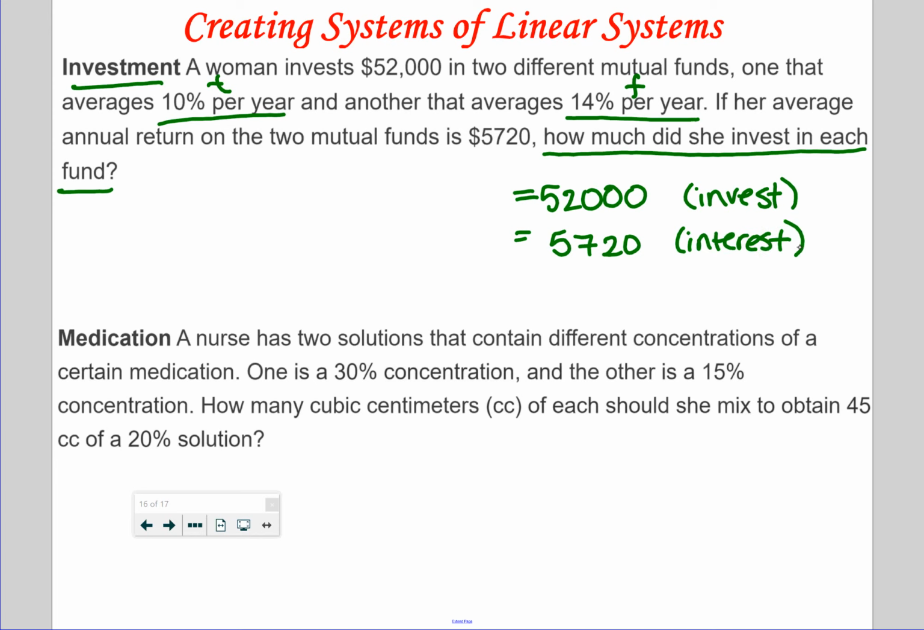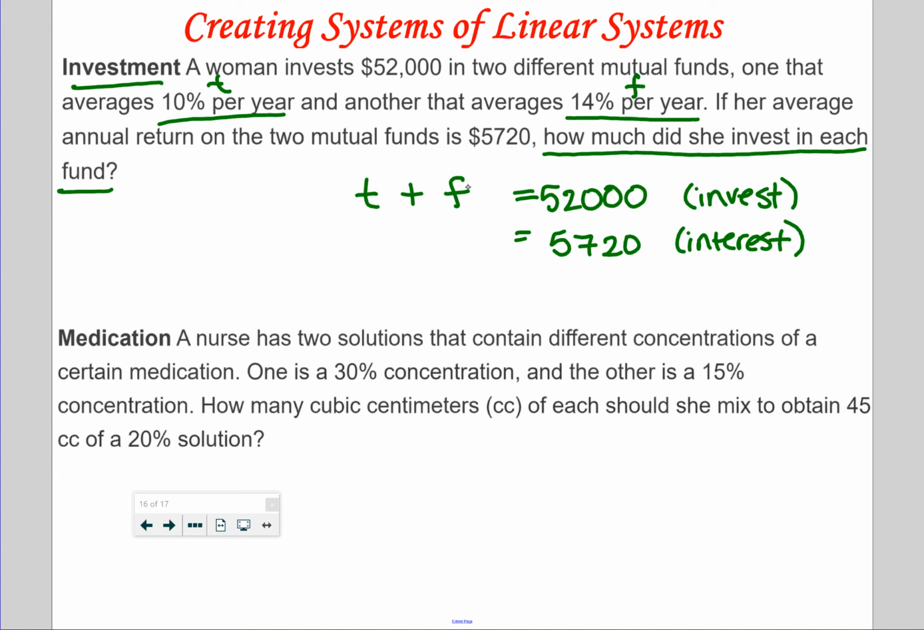All right, so the 52,000 is split between two funds. So whatever she puts in the 10% fund plus the amount she puts in the 14% fund must be 52,000 total. So again, we don't know what it is. It could be 26 and 26,000 or 20 and 32,000. That's what we'll solve for.